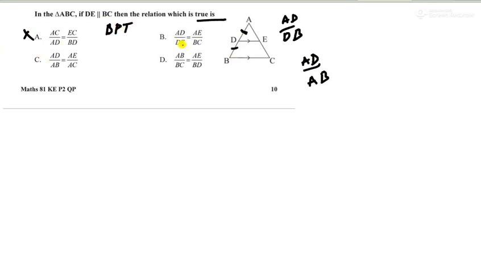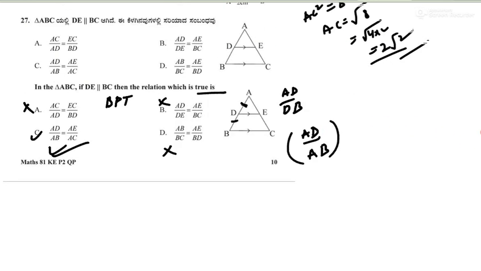Based on BPT, I'm telling. AD by DE, how is that possible? No. AD by AB, this is following this case, is equal to AE by AC. AE by AC, yes, this is correct. But let us see D option. AB by BC, no, this is also not right. So option number C is the true relation, and that is our right answer. Option number C.